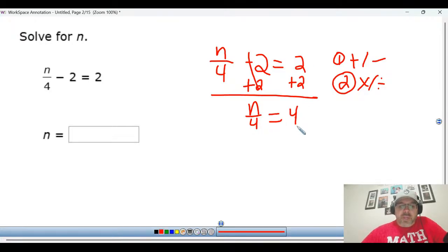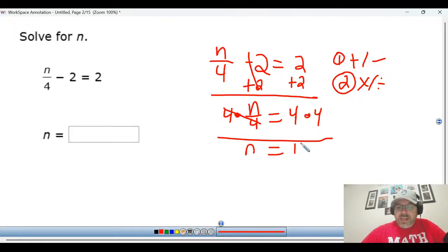All right, last step, we got to multiply or divide. We always do the opposite of what we see, right? So this is n divided by 4, which means I need to multiply by 4 because that's going to make this 1, and that's what we want. So on the left side, we have n by itself. Over here, we got 16. So n equals 16. There it is. Another one down. That's 2 right off the bat.